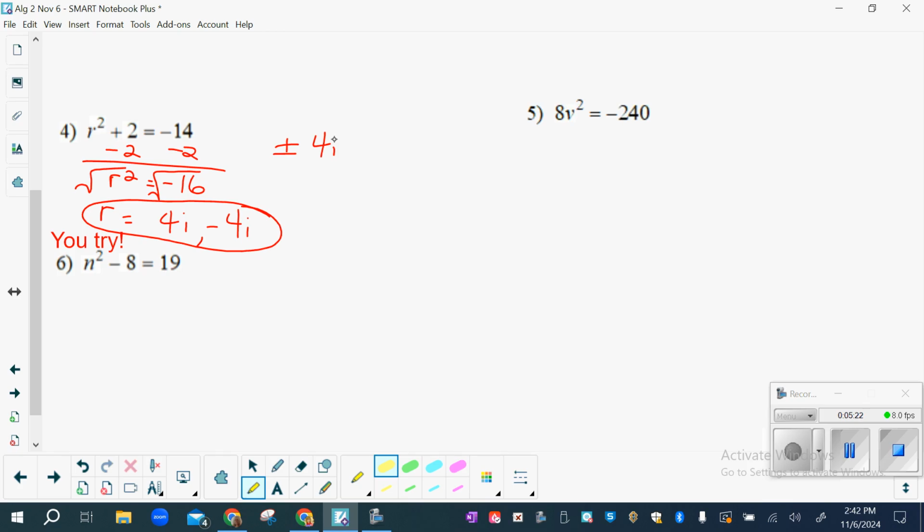Okay, so what do we do first on number 5? Because the variable's not isolated yet. We want to, can I get a hand please for what we want to do on this one? Yes, Armani? That's right. So we divide by 8, and we get v squared is -30. What next?